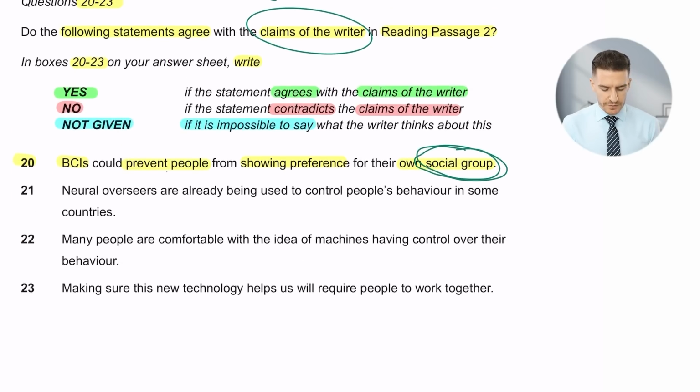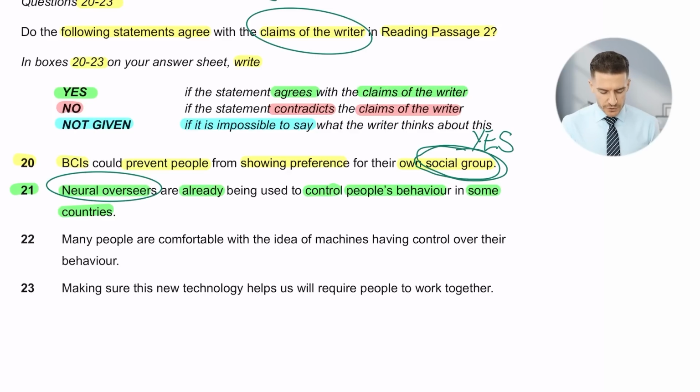So BCIs could prevent people from showing preference for their own social group. Yeah, the answer is definitely yes there. So let's move on to 21. Neural overseers are already being used to control people's behavior in some countries. So whenever you see something like this that can't probably be paraphrased, that's great because it's going to be quite easy to find in the text.